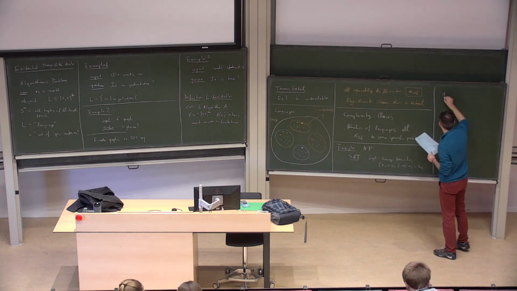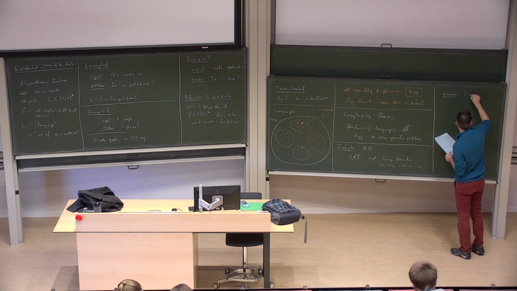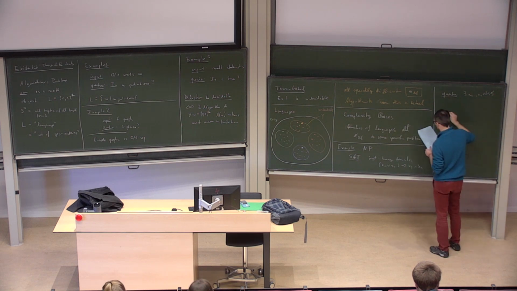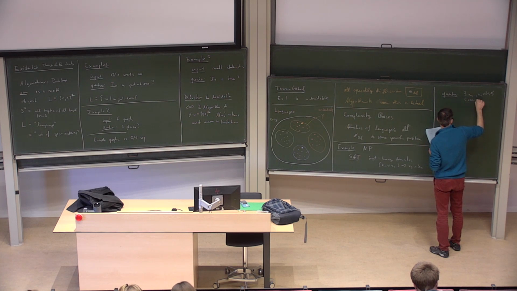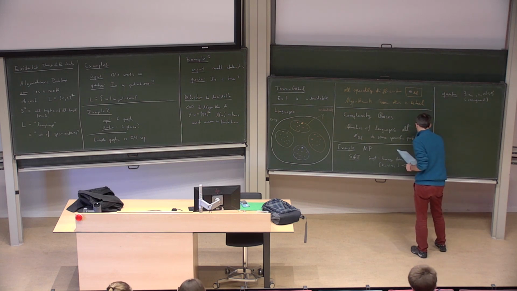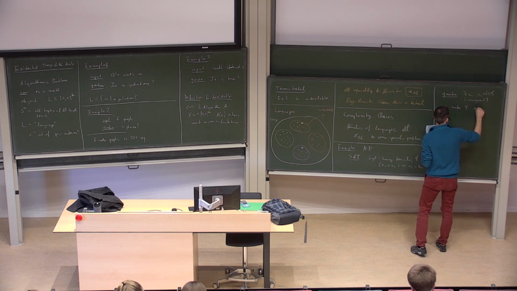And then the question is, does there exist 0, 1 vectors for these x1 and so on, basically an assignment, to make this formula, let's call it phi, true?